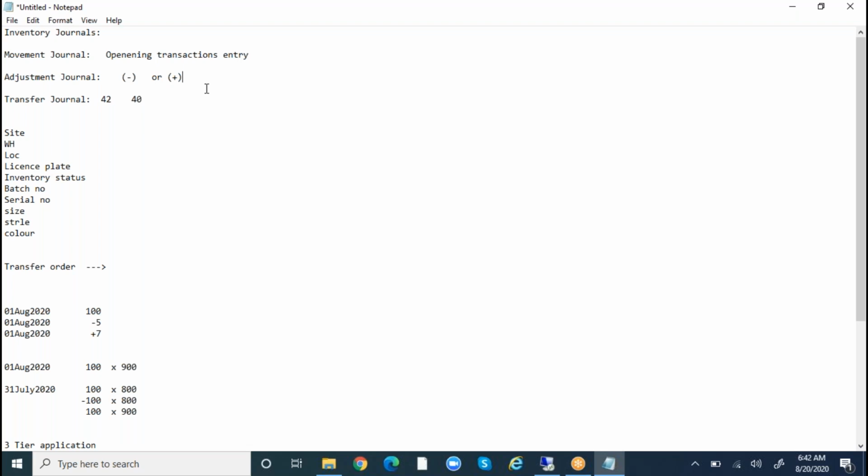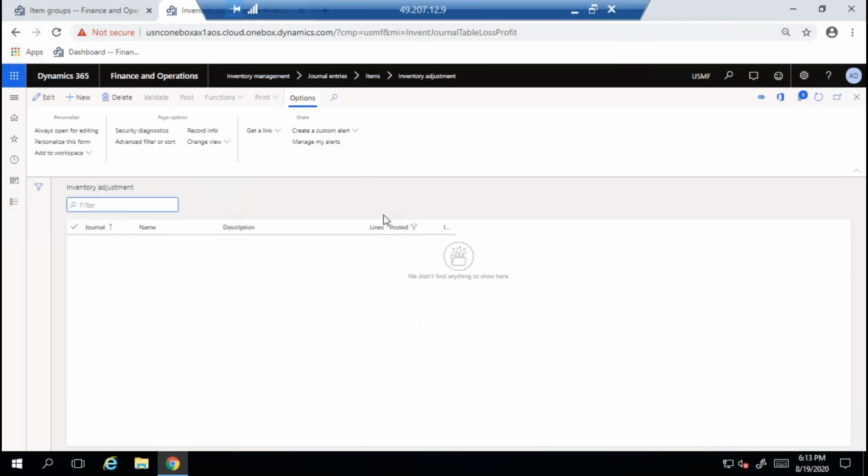I will tell you one example. Suppose one item was missing, you thought it was lost, and after 6 months you found that item, then it will be plus. So if you want to adjust your inventory with plus or minus, then you can use this adjustment journal. Let me show that one.